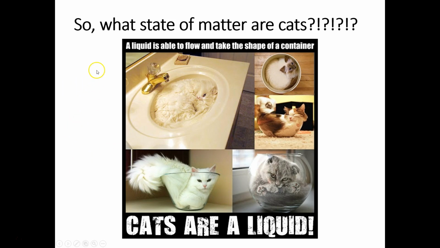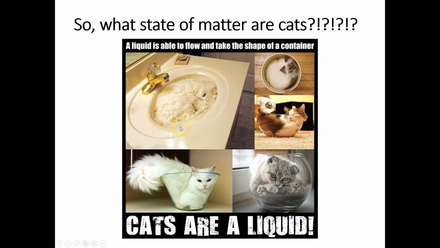So the joke is, what state of matter would cats be? Well, they can fit into any container, so that makes them a liquid. And that's really not that much of a joke. As an anatomy teacher, I could tell you that the body is about 2/3 water, so most of a cat is liquid anyway.